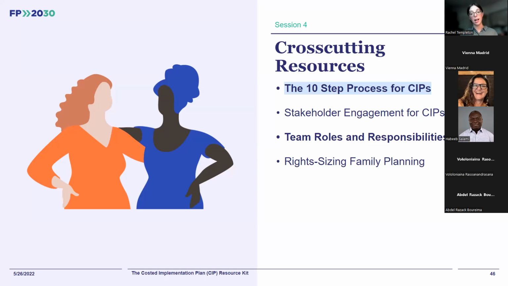And then finally, we have the Right Sizing Family Planning Toolkit, which is a mini toolkit in itself and is really a key reference document to grounding CIPs in rights-based family planning. If you want to go to the next slide.